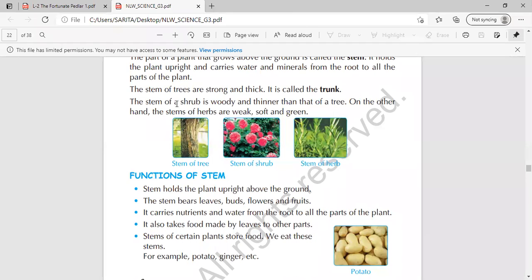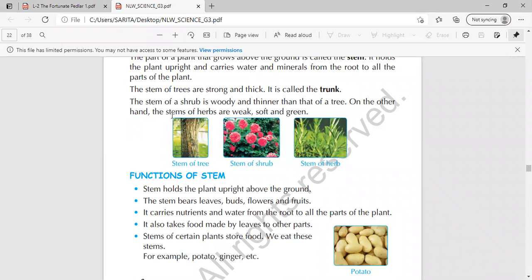The stem of a shrub is woody and thinner than that of a tree. This is a shrub. This is a rose plant. This is a shrub and its stem is woody, but it is thinner. It is thinner than a tree. It is woody, but it is thin.